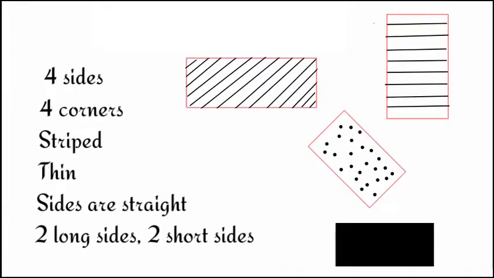In these four pictures, four sides and four corners are the same, thin and striped. Sides are straight, two long sides and two short sides. Inside, only some lines, some dots, and block colors are the difference, but all are rectangles. Do you observe the pictures, children?